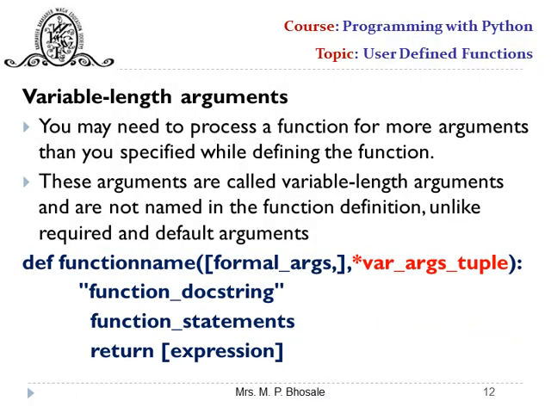Now the next and last part is variable length arguments. You may need to process a function for more arguments than you specified while defining the function. These arguments are called variable length arguments. That means whenever you call the function, if you don't know how many arguments you want to pass, then in the function definition you can use an asterisk and the name of the parameter, so that while calling the function you can pass arguments independent of the function definition.